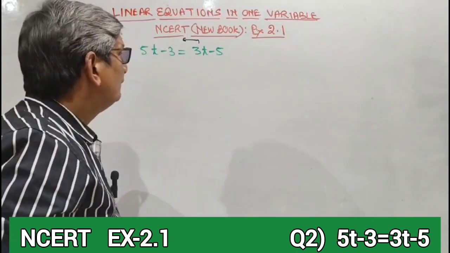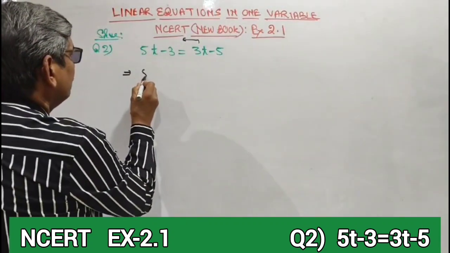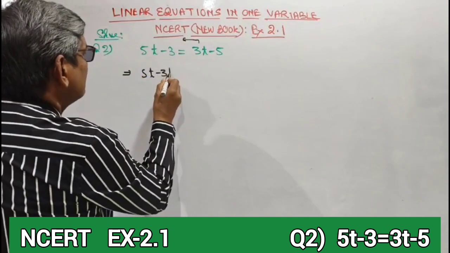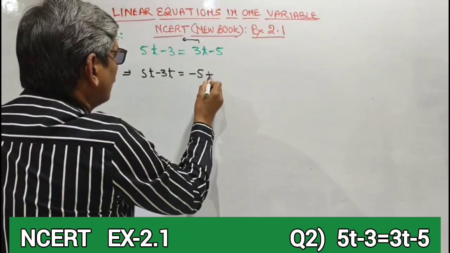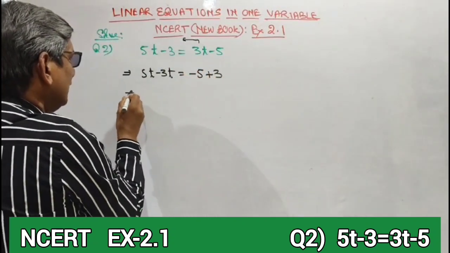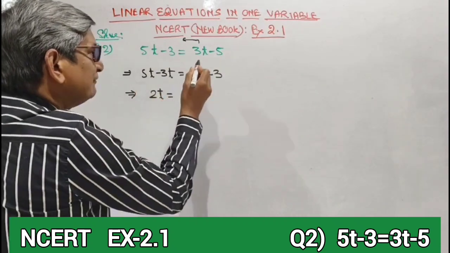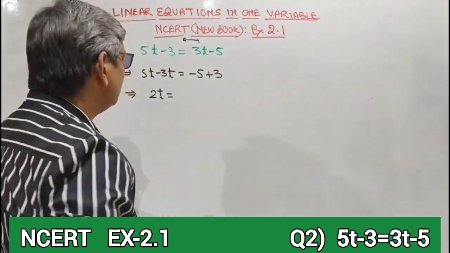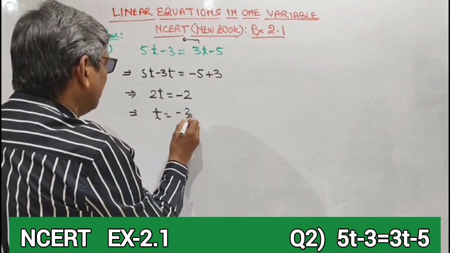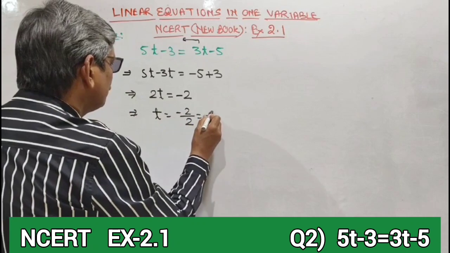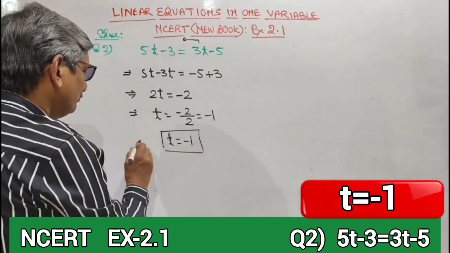We have already seen that if 3t is shifted to the left hand side, you will have 5t minus 3t is equal to minus 5, and this minus 3 goes that side and becomes plus 3. So you will have 5t minus 3t is equal to 2t, and minus 5 plus 3, you must have seen in integers, is equal to minus 2. Therefore t is equal to minus 2 by 2, which is equal to minus 1. So the answer is t is equal to minus 1.